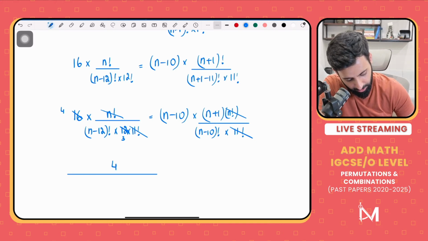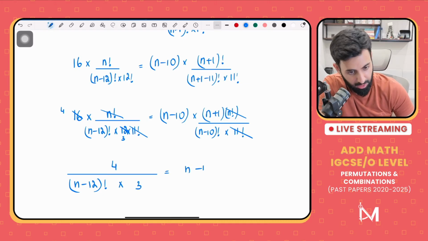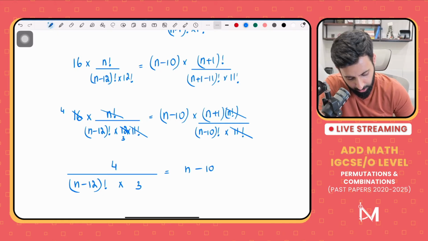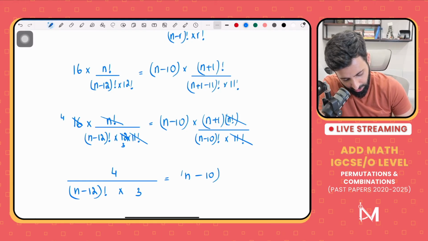In the denominator, we have n minus 12 factorial, which we'll leave as it is, times 3. Here, however, we have n minus 10. You can't cancel n minus 10 because it's not n minus 10 factorial, is it? No, it's not. And don't forget that there is an n plus 1 also in the numerator.